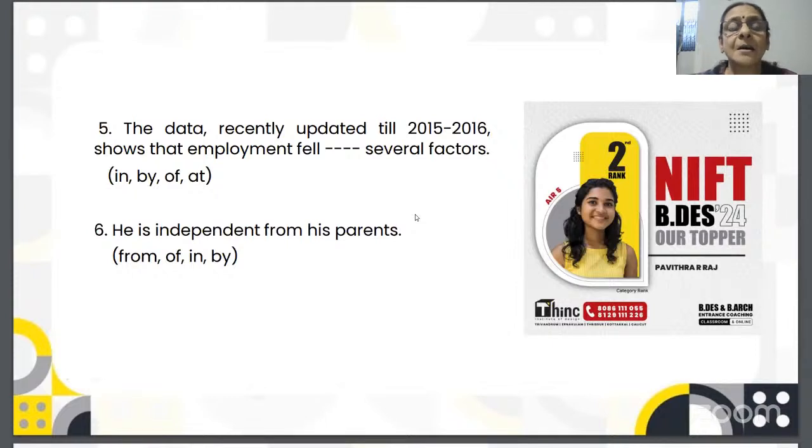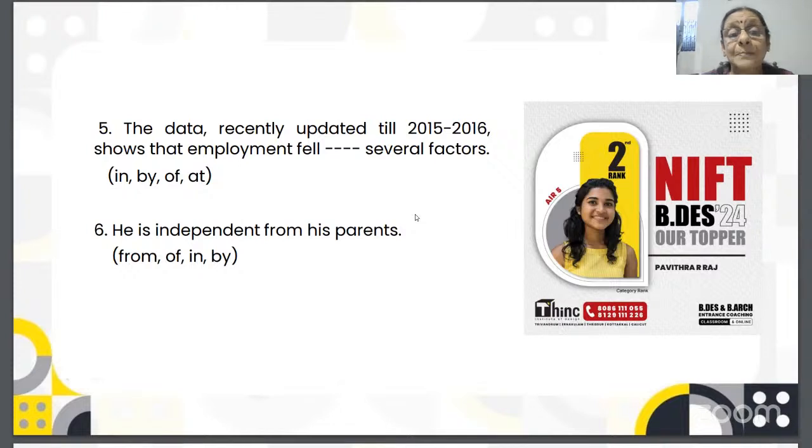The data recently updated till 2015 to 2016 shows that employment fell by several factors. So fell means it decreased. Normally we say it fell by several factors, that is, it decreased in several factors.